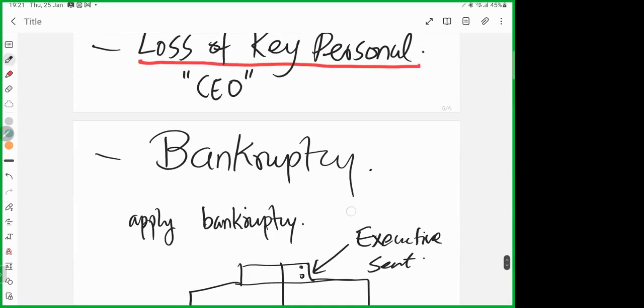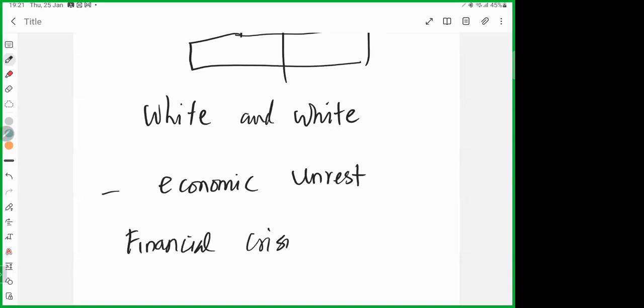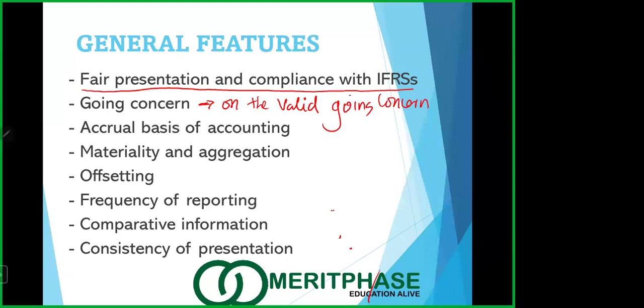So anyway, bankruptcy is one. And what about economic unrest? Now, if you remember the financial crisis in the US. You remember this? Yes, 2008. Same like when COVID came, the economy fell down. 2008. COVID is the recent one. I'm not talking about the COVID. I'm talking about something in the past.